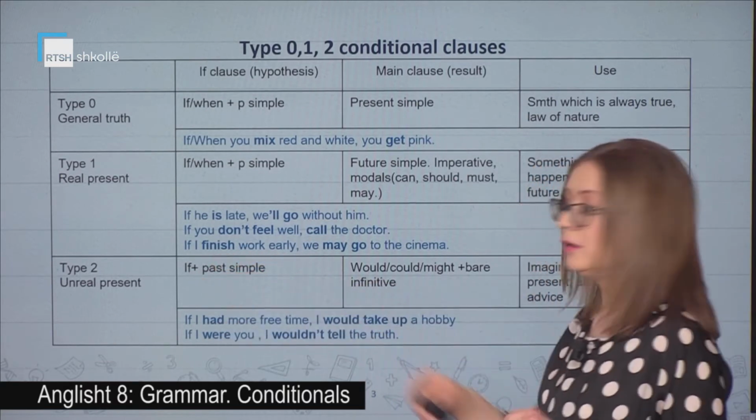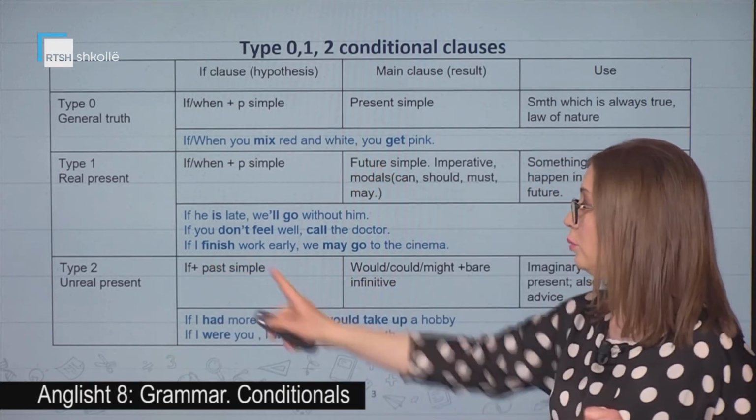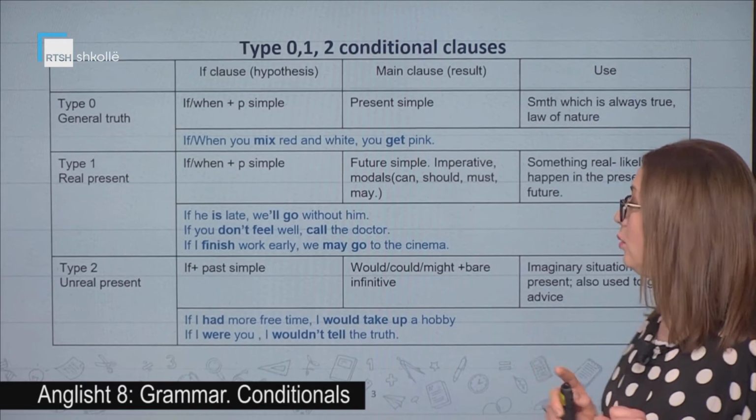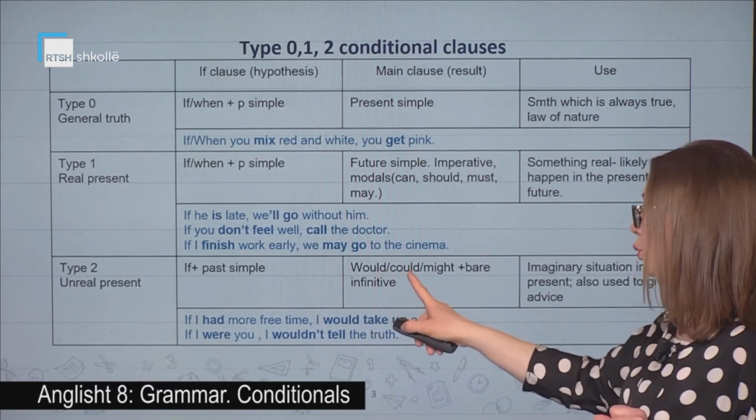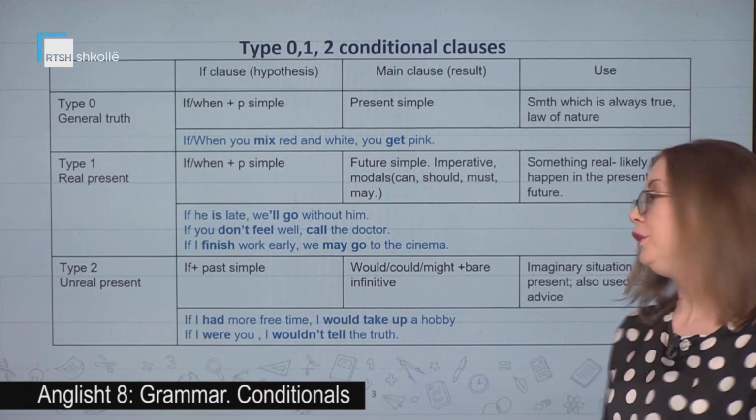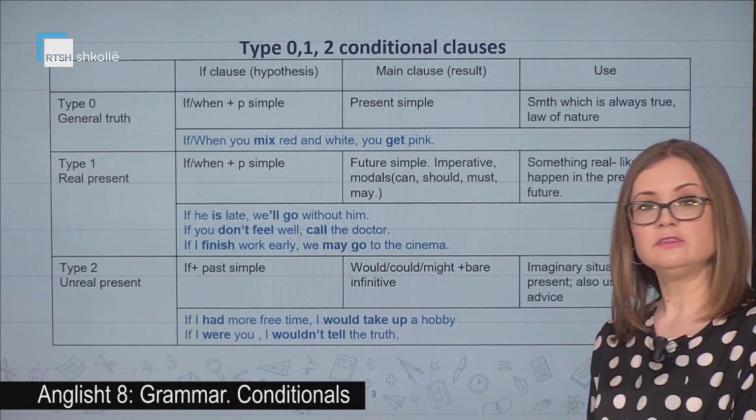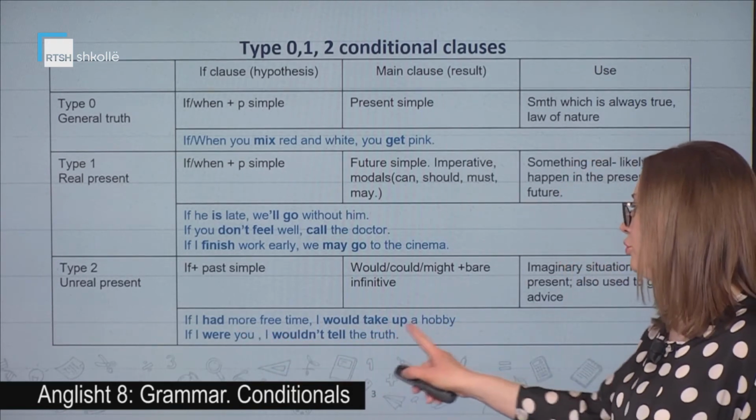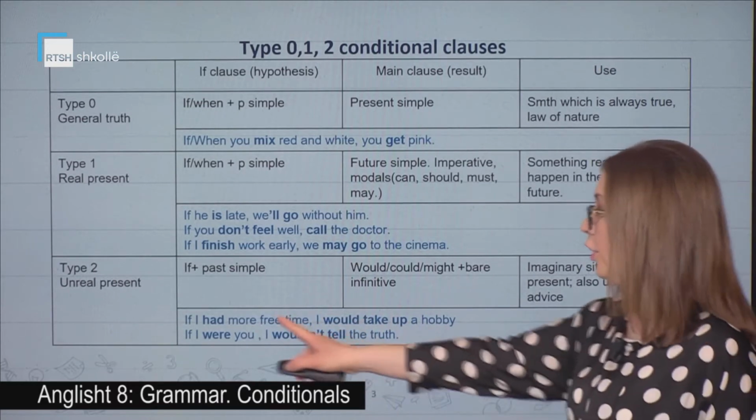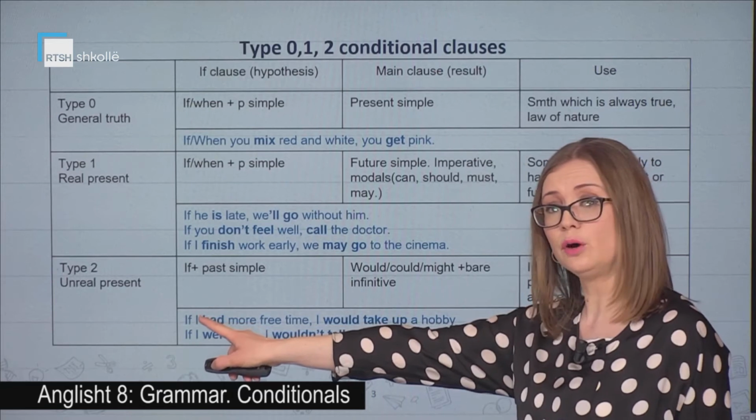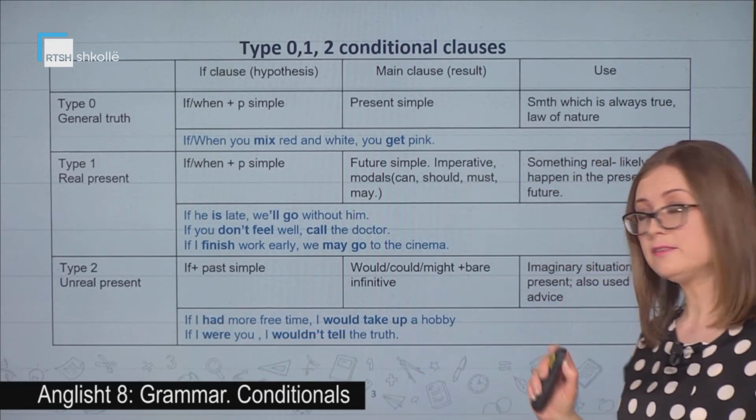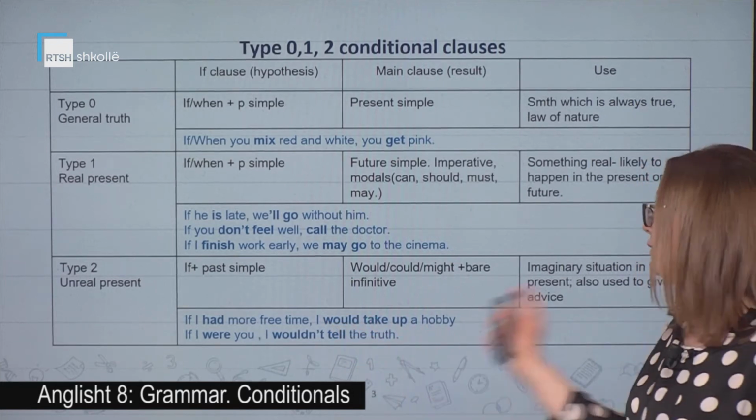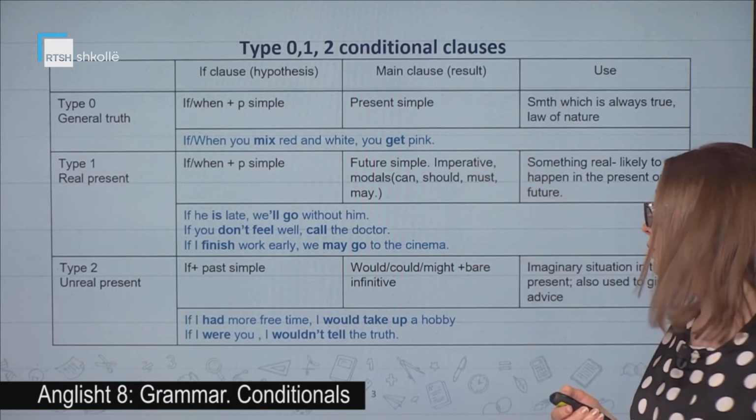In the if part of the clause, we use the past simple, whereas at the main clause, the result, we use would, could, might, plus bare infinitive. So, let's read the sentences together. If I had more free time, I would take up a hobby. So, the first part, we have at the if clause the verb had, the past simple, and the main clause, would plus take up a hobby in this case, that is the main clause.